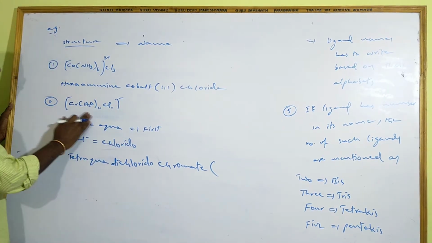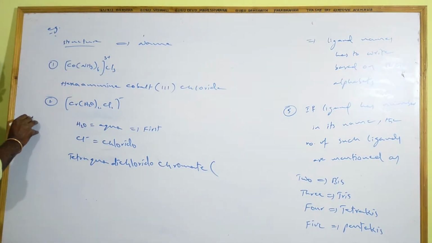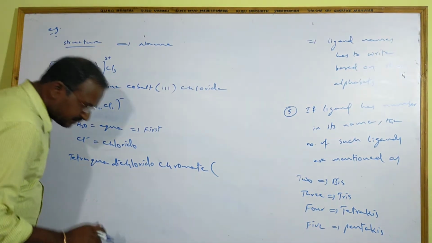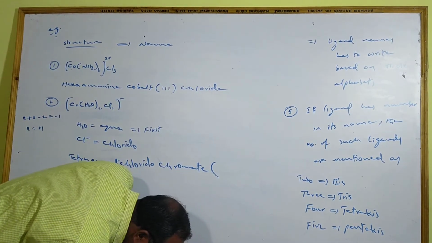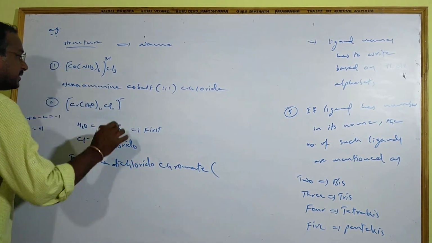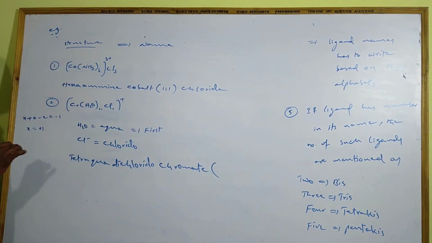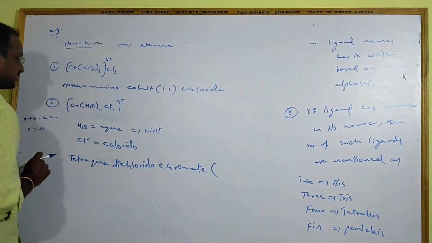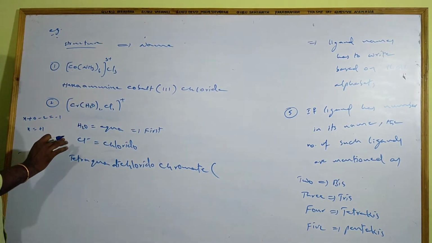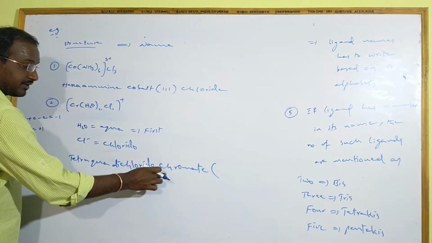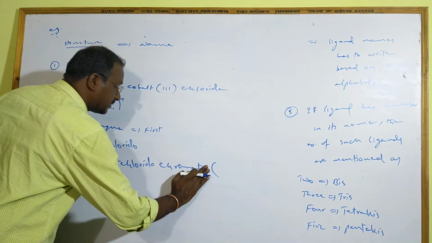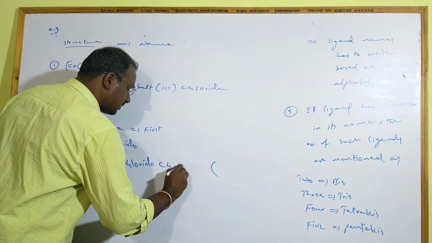Let me calculate that x value here. x plus 0 minus 2 equals minus 1. x equals plus 1. This is minus only, no? No, it is plus. It is not minus, sorry, I chose the wrong one. It is plus. So if it is plus, directly we write what? Chromium. If it is minus, we write chromate. So here it is plus, so it is chromium.